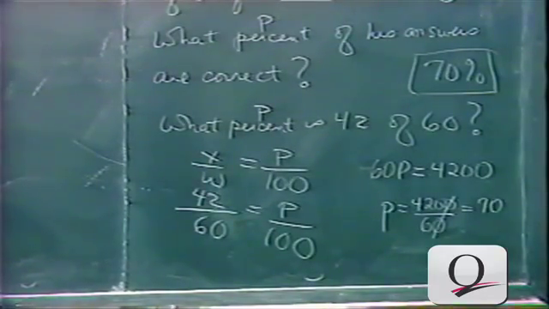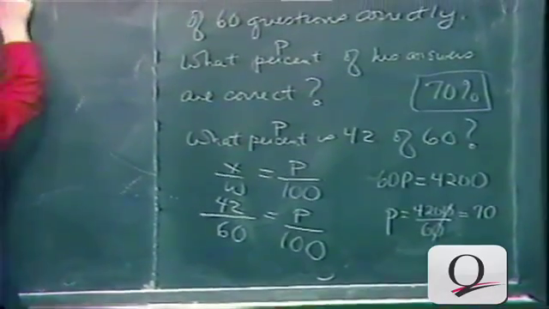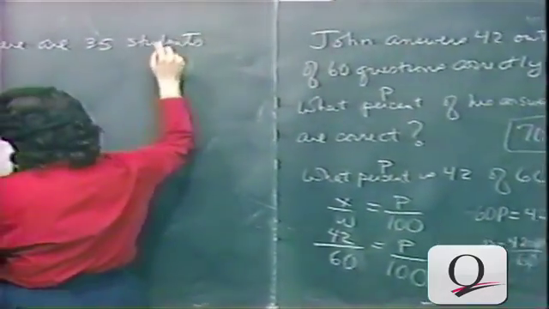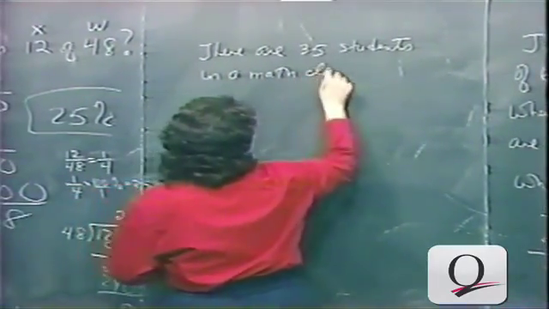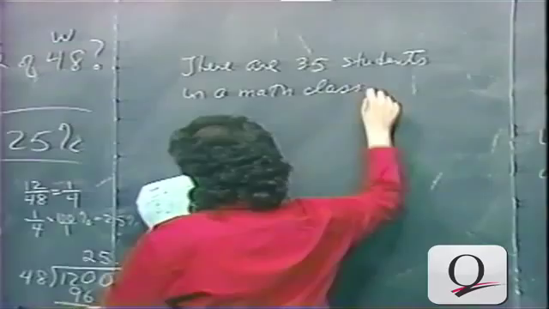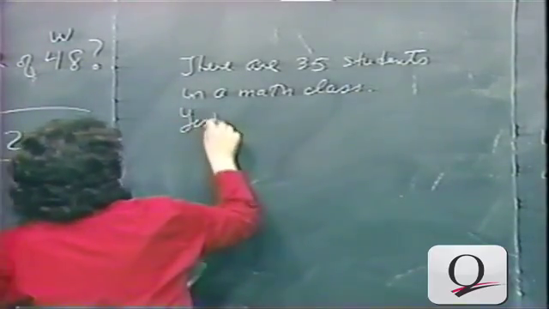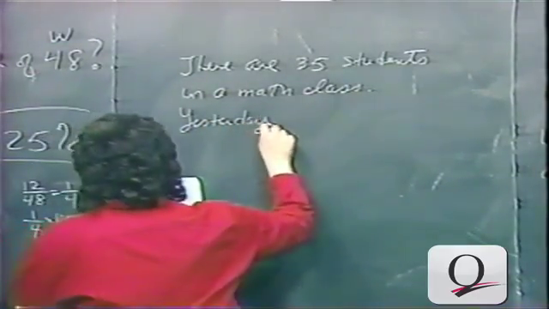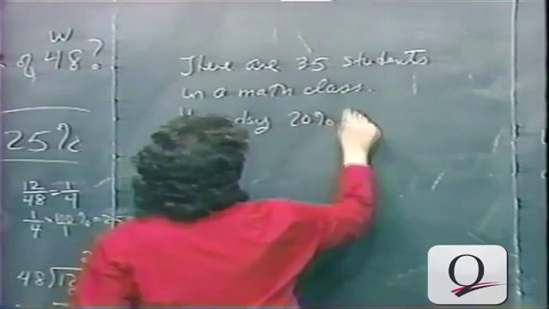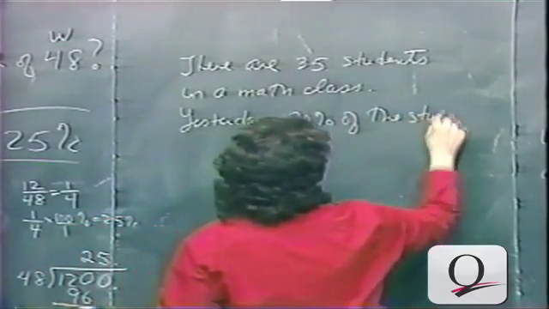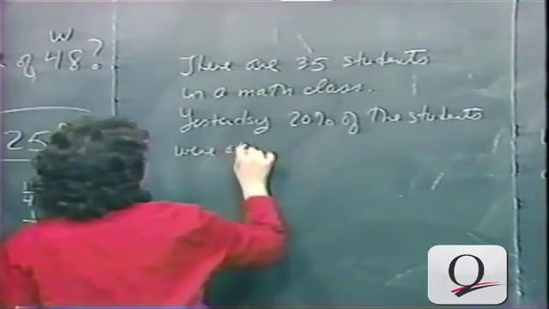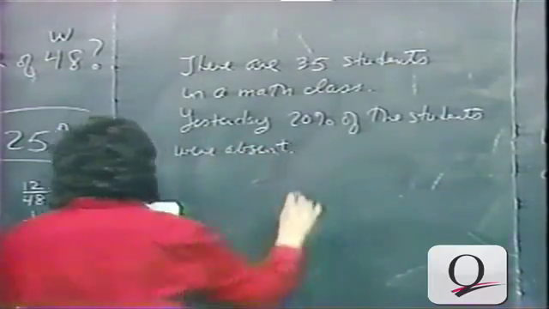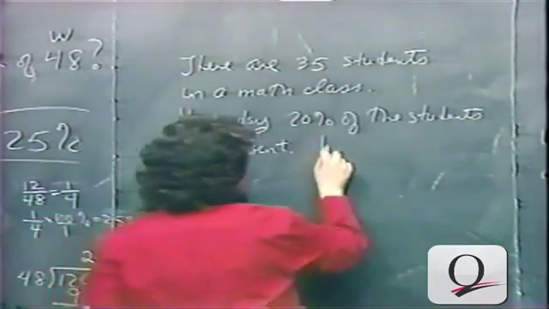For our next example here, there are 35 students in a math class. Yesterday, 20% of the students were absent. How many students were absent?